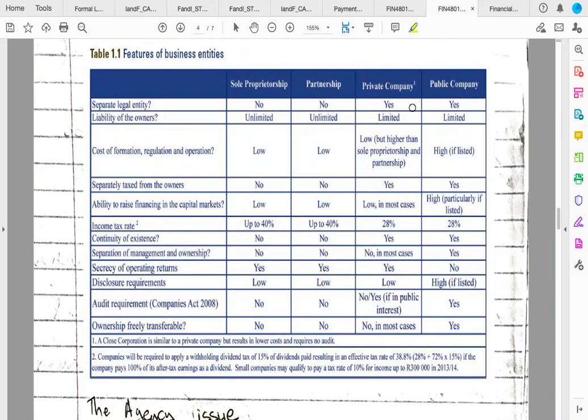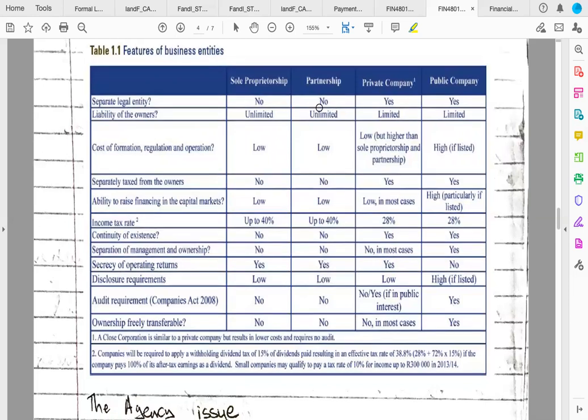Remember, a company, whether private or public, is a separate legal entity, meaning you can sue a company or a public company, but you can't sue the shareholders in a private company or public company. For legal purposes, private companies and public companies are viewed as separate legal entities. Whereas for sole proprietorships and partnerships, these are not considered as separate legal entities. If you enter into a contract with a sole proprietor or a partnership, you can take the owners, actual individuals who are the owners, to court.